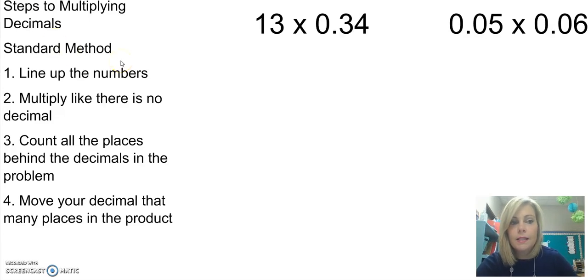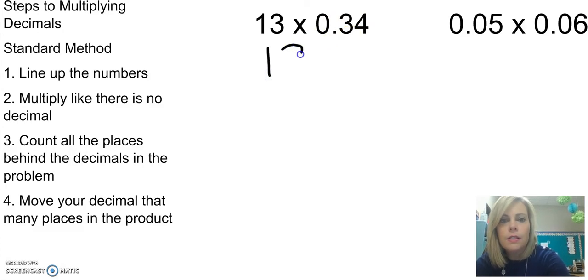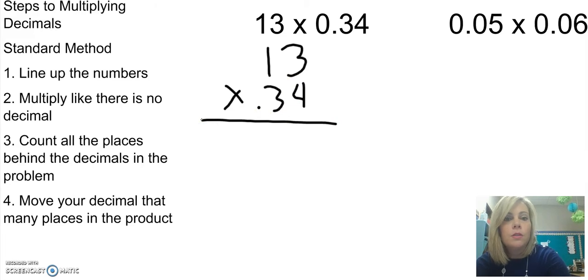When we're multiplying decimals using the standard method, our first step is to line up the numbers. So I'm going to take this first problem, which is 13 times 34/100ths. I'm going to write it and line them up. So I've got 13, and I'm going to multiply it by 0.34.